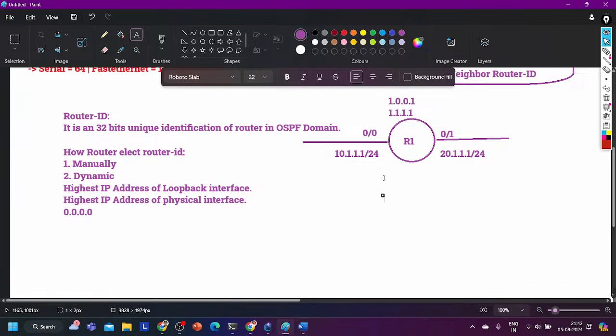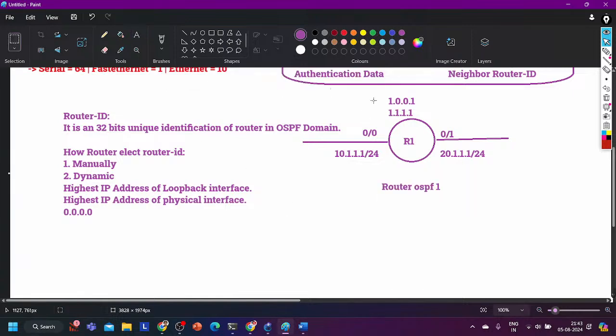So now if I run the command router ospf process ID 1, hit enter, what will be the router ID of R1? Tell me, what will be the router ID of R1? 1.1.1.1. If there is no loopback, then what will be the router ID of router 1? 0.0.0.0. No.